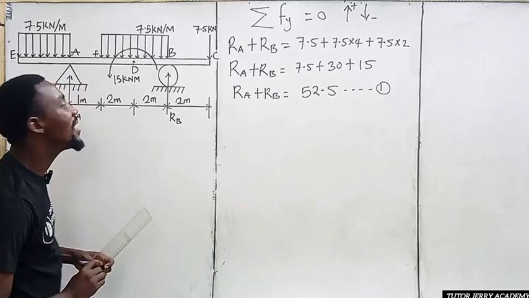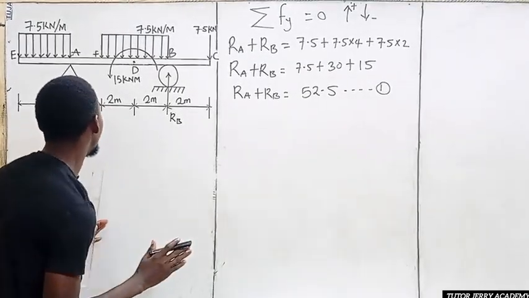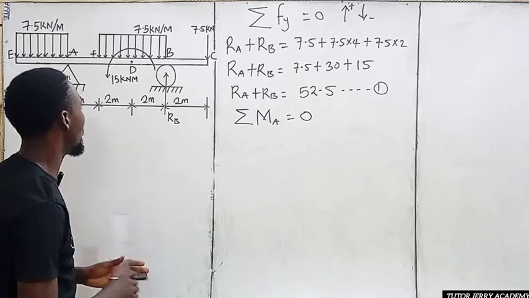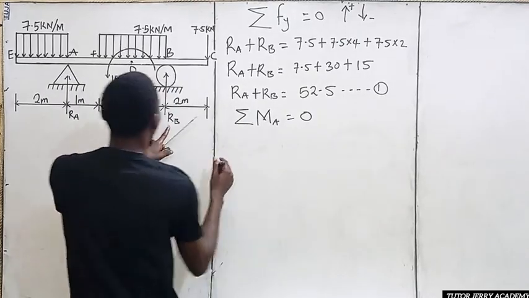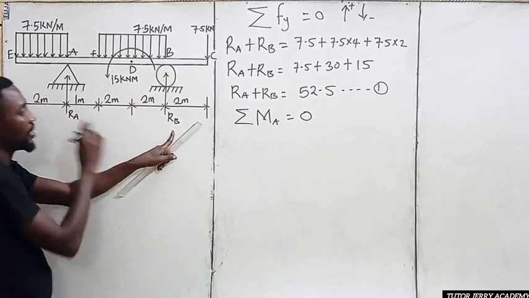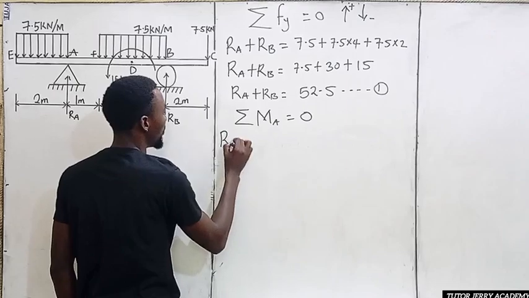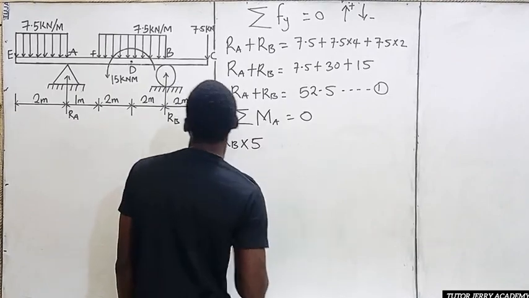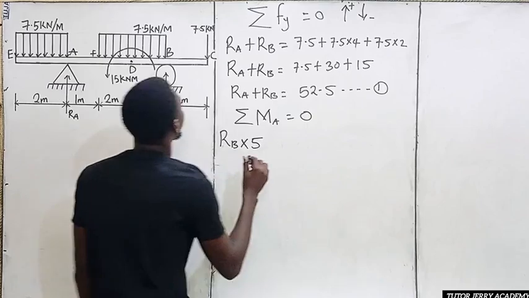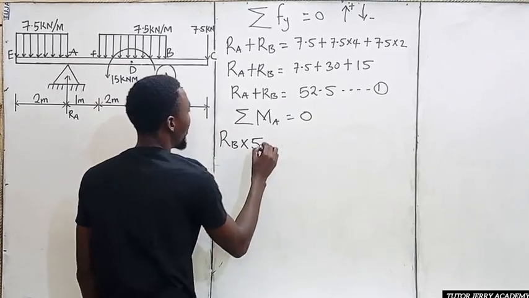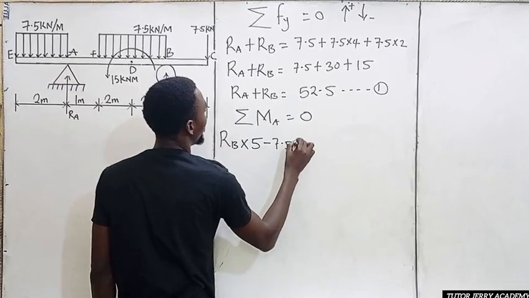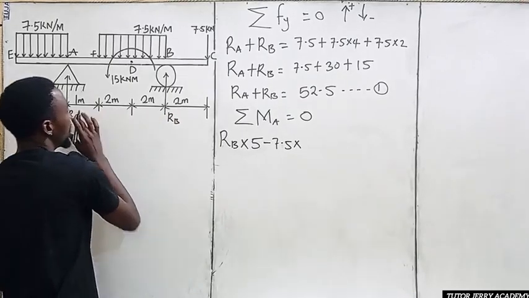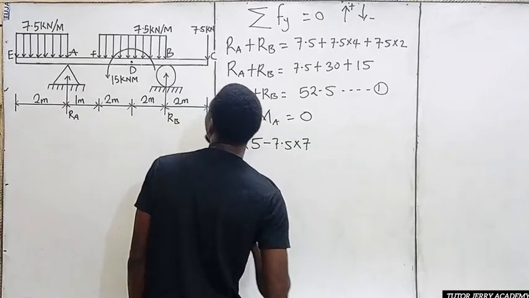All right. So the next thing we are going to be doing is taking moments about A. So we are going to be taking our moment about point A. So we are going to have R_B multiplied by the total distance to A. The total distance here is going to be 5. All right. So again, we are going to take the moment from this point to this point. So we are going to have minus 7.5 multiplied by the total distance it covers to this point. That is 2, 4, 6, and 7. 7. All right.